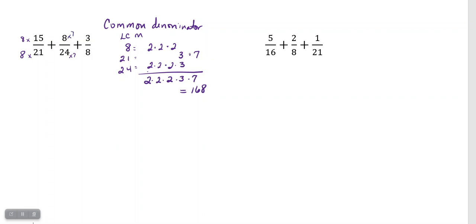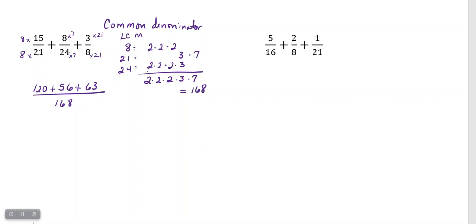In 8, it's missing the 3 and the 7. It's got the 3 2's, but it doesn't have the 3 and 7. 3 times 7 is 21, so I have to multiply it by 21. So I know my denominator now is all going to be 168, because that's my common denominator. So now I have to do 8 times 15, and I'm going to get 120, plus 8 times 7 is 56, plus 3 times 21 is 63.